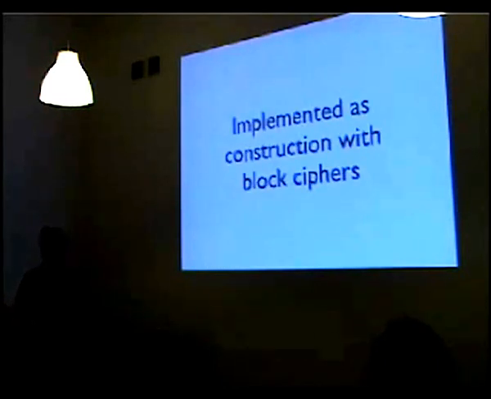Now, stream ciphers are generally implemented as a construction with block ciphers. There's a few counterexamples. There are stream ciphers that are only stream ciphers, for example, RC4. But they tend to have a lot of problems. So in practice, the ones that are used the most are implemented as a construction with block ciphers.